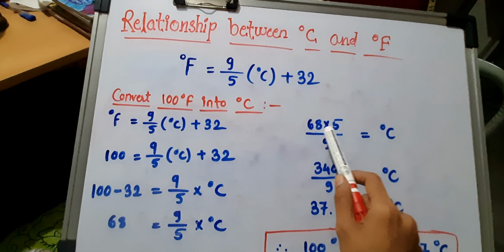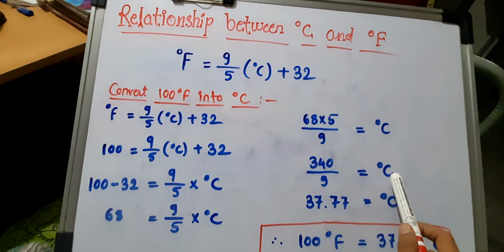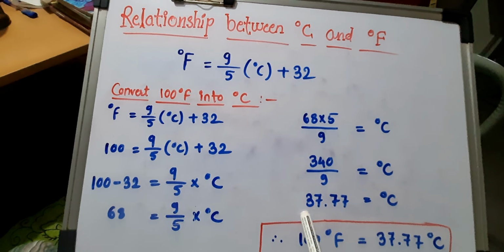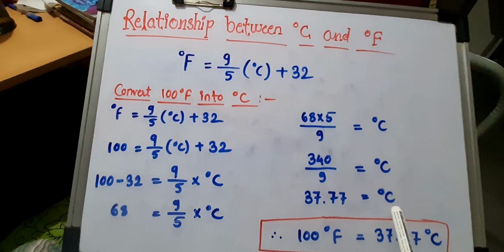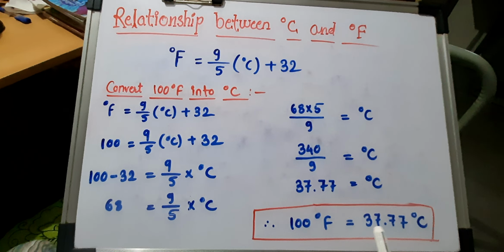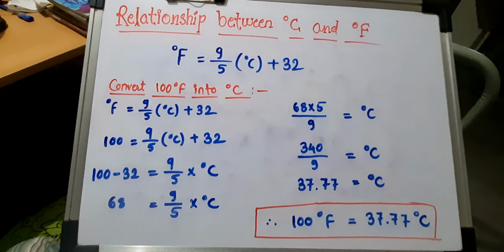So 68 into 5 is 340. So divided by 9 is equal to degree Celsius, and 340 divided by 9 value is 37.77 degree Celsius. Therefore 100 degree Fahrenheit is equal to 37.77 degree Celsius. Thank you.